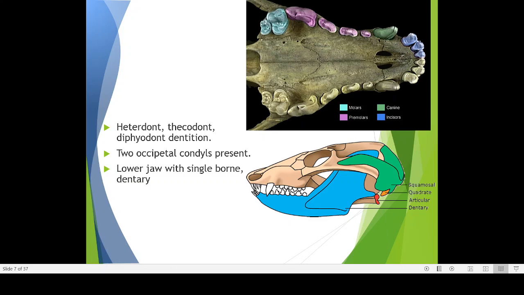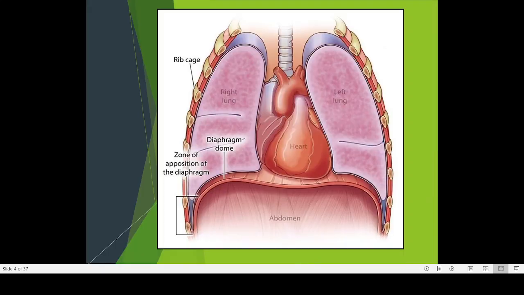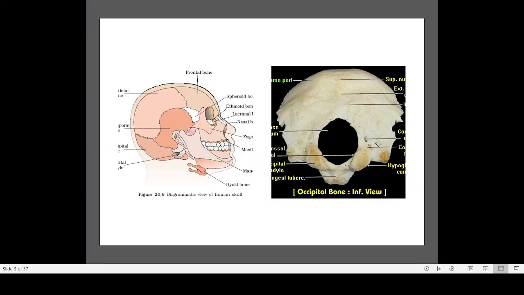So going to the teeth, we have 3 points. One is heterodont dentition, thecodont dentition, and also diphyodont dentition. These are three points that you have to keep in your mind. Then, what about the occipital condyles? Here you can find occipital condyles.